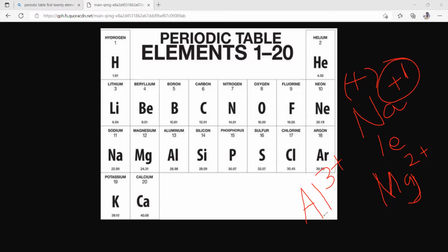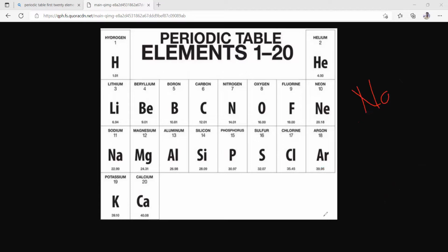Now I am going to ask you, what is the atomic number of sodium? Sodium means Na. 11. Yes, 11. 11 means how many electrons are there? 11 electrons.